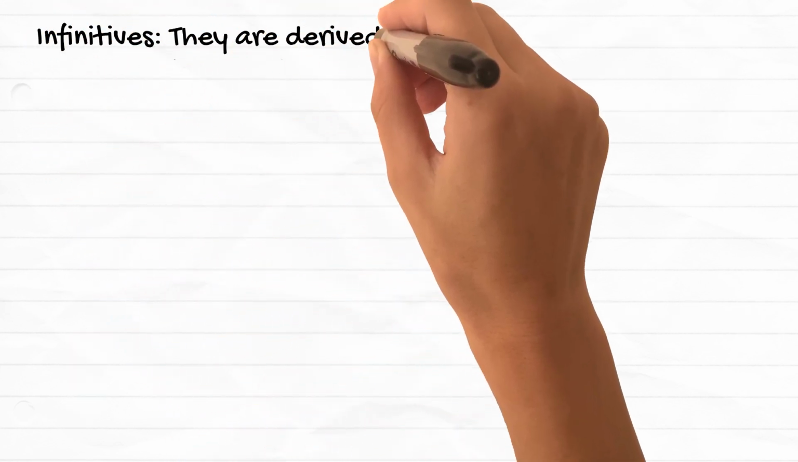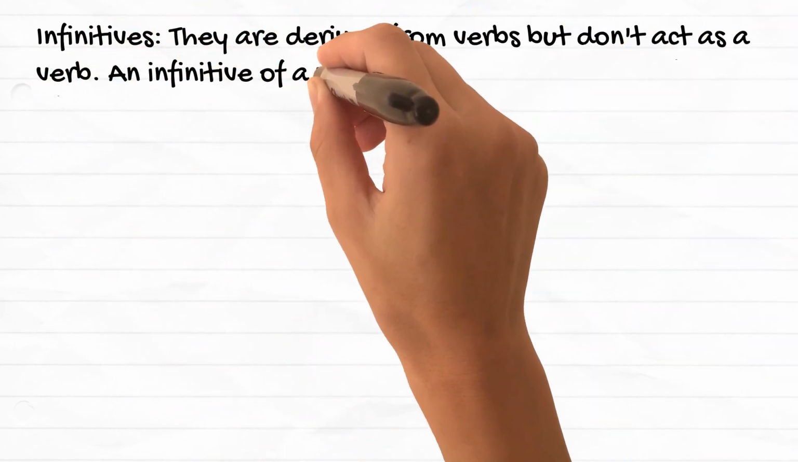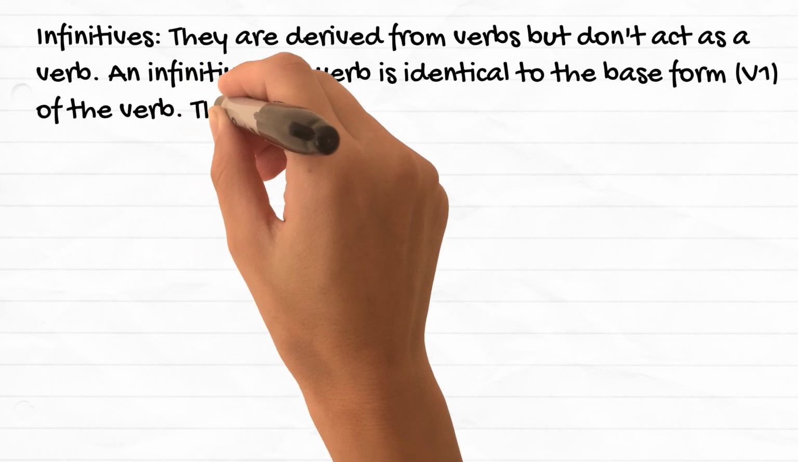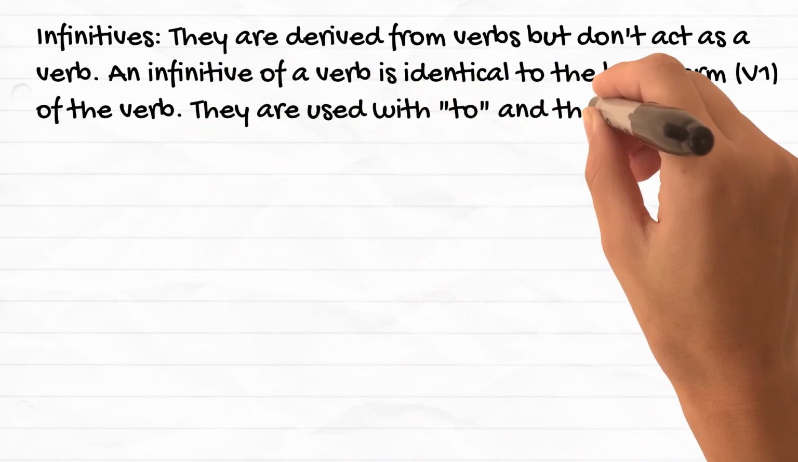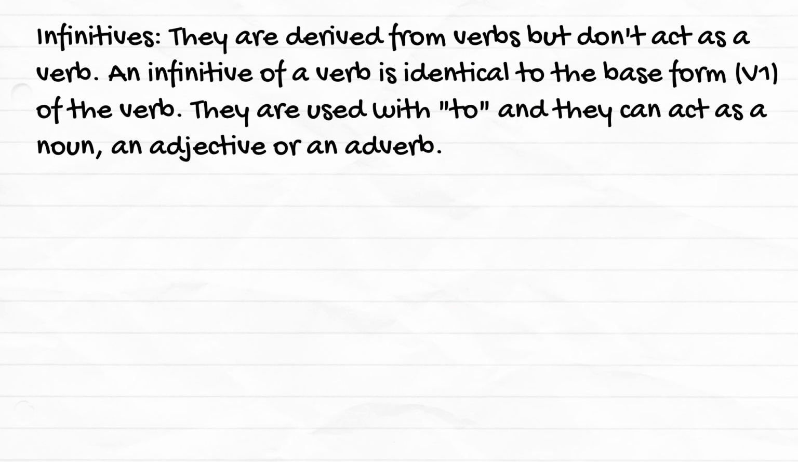Infinitives are derived from verbs but don't act as a verb. An infinitive of a verb is identical to the base form of the verb. They are used with to and they can act as a noun, an adjective, or an adverb, like to play, to ask, and to see.